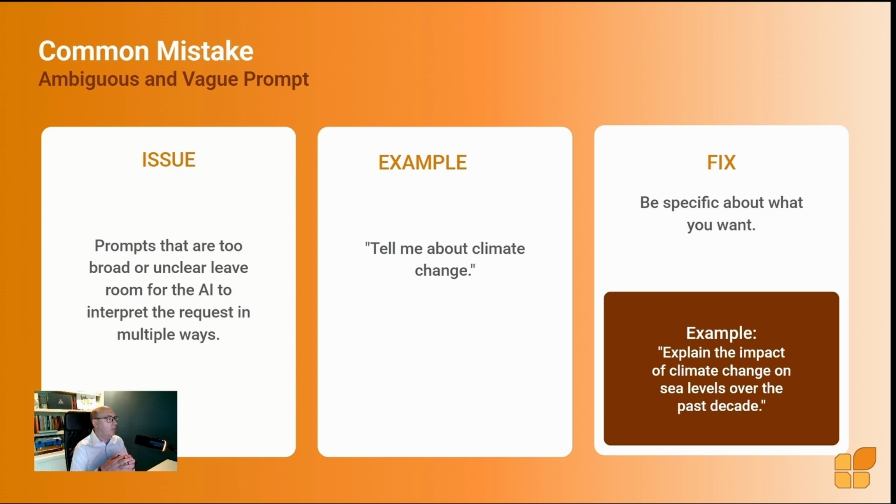So we'll talk about some common mistakes. An ambiguous and vague prompt. Something like, tell me about climate change. That really is too broad, really unclear, and leaves way too much room for the AI to interpret how you want that to be addressed. So we need to be really specific. So if you look at a much better example, explain the impact of climate change on sea levels over the past decade, insert country name, might be an example of something that's way more specific.